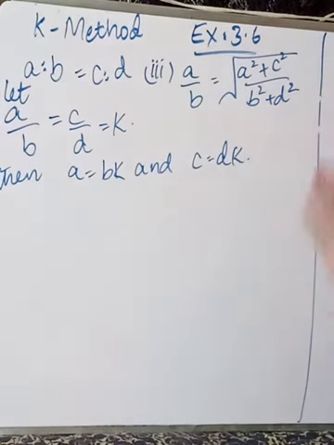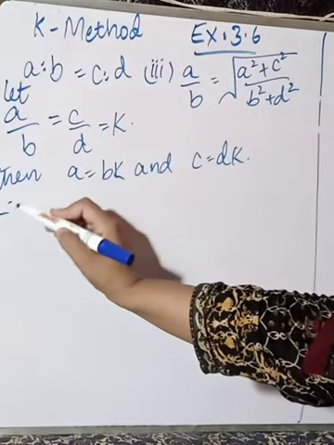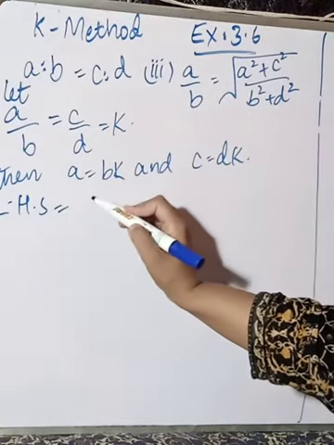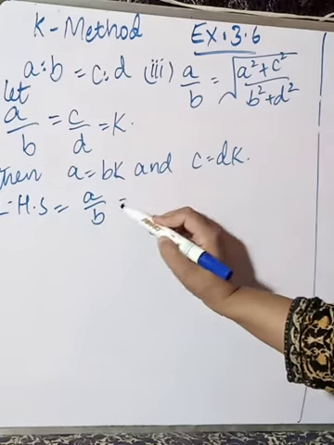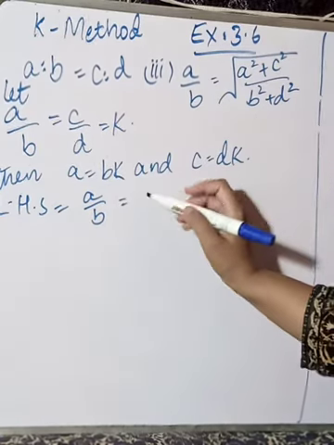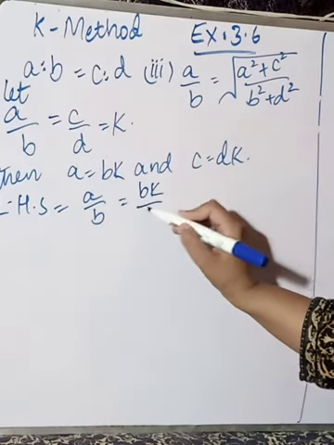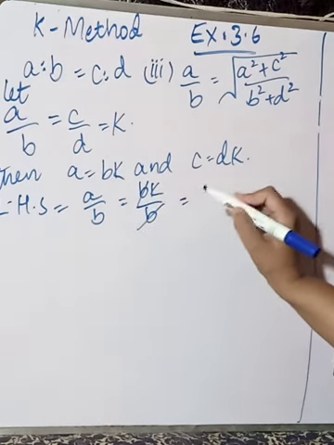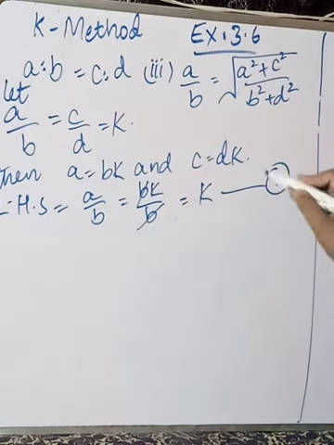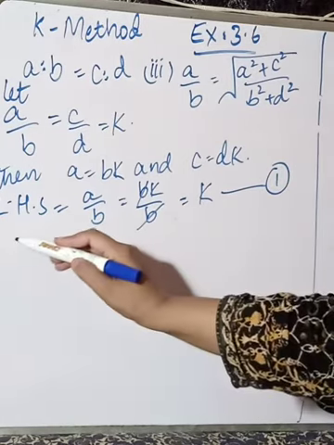Right, now I am going to use the left hand side. The left hand side we have is a over b, where we have a over b, in place of a use the value bk over b. b will be cancelled out. I am left with the answer k. Say it is equation number 1. Okay, now furthermore coming up with the right hand side.